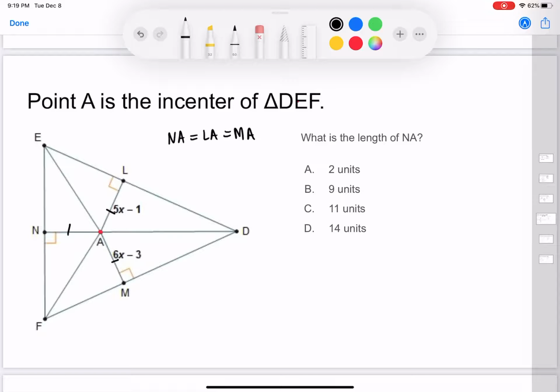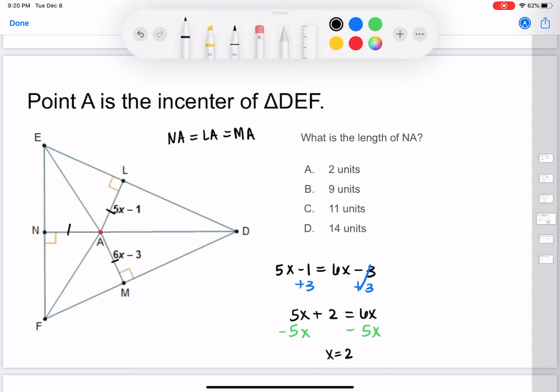And we know the measures for LA and MA, but we need to solve for x in order to find the exact measures or exact units of those two congruent segments. So we'll do 5x minus 1 is equal to 6x minus 3. And I'm going to go ahead and move my 3, which gives me 5x plus 2 equals 6x. Gonna move my 5x, which gives me x is equal to 2.